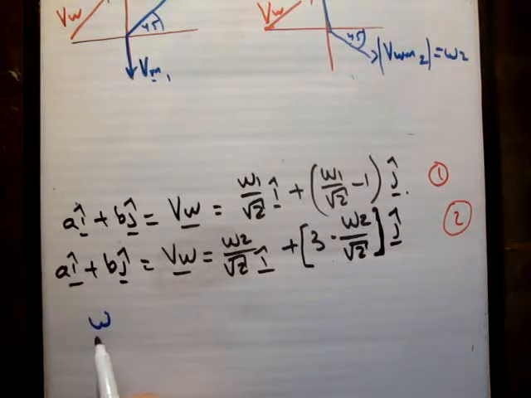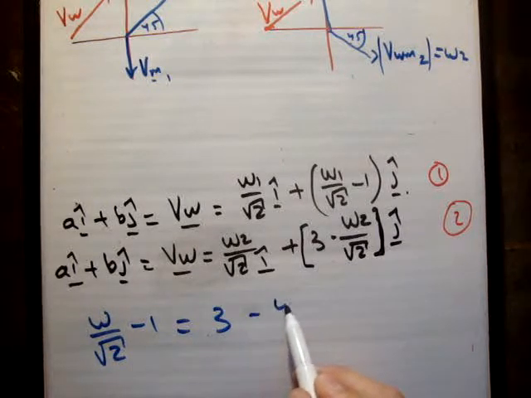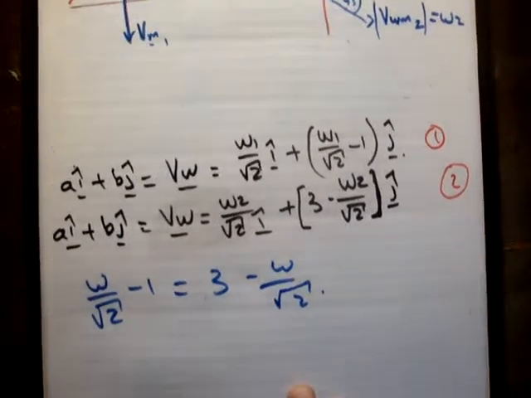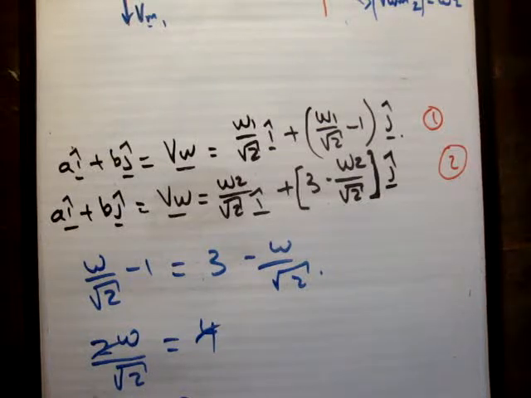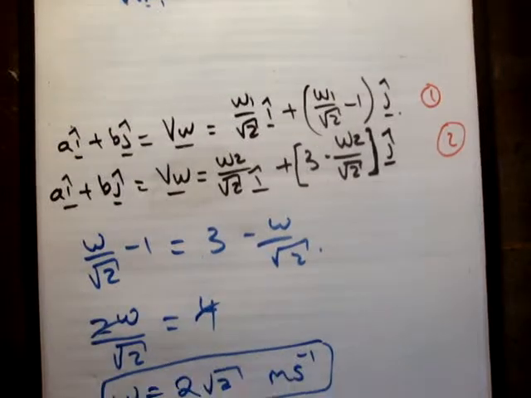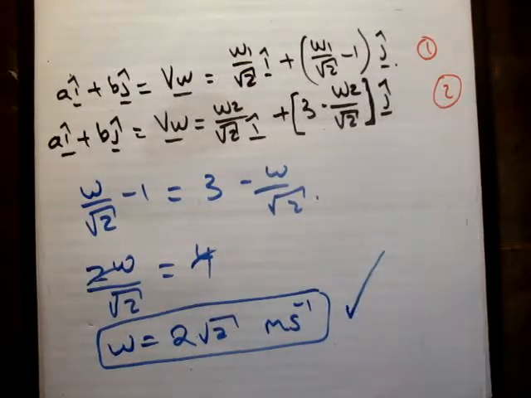Now we compare the j hat components, you're going to get the following. Let's just rearrange that. You're going to get 2W over root 2 is equal to 4. And W is equal to 2 root 2 meters per second. That is correct. So the magnitude of the wind velocity VW is equal to 2 root 2 meters per second. Now we just need to finish the question.